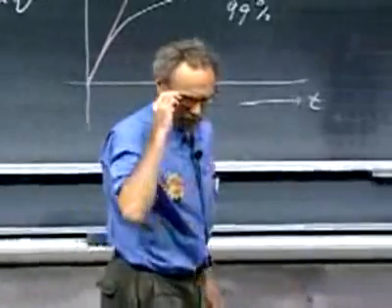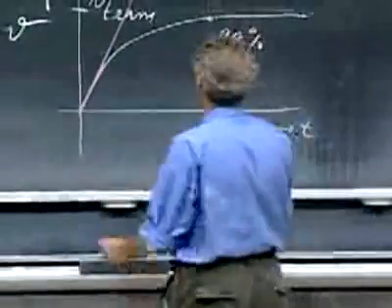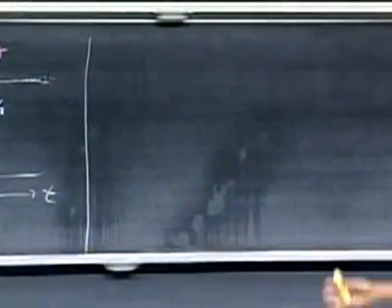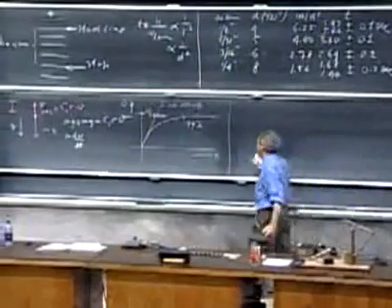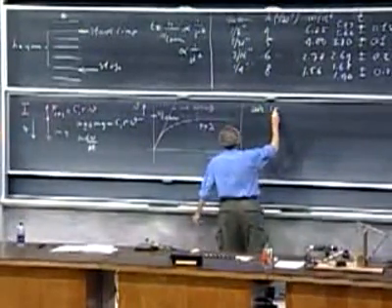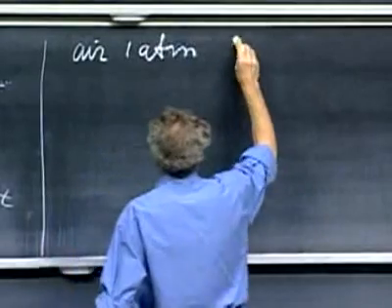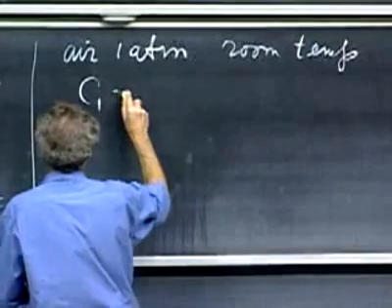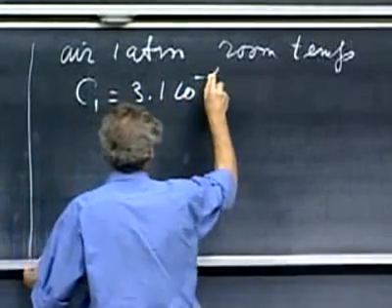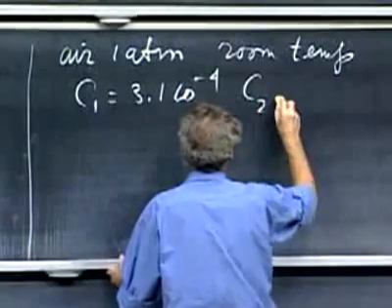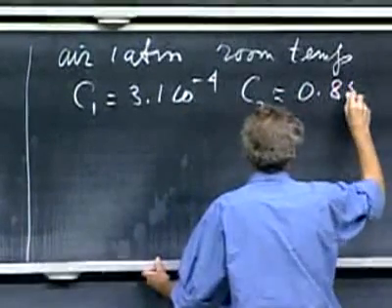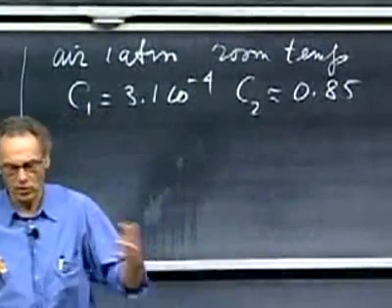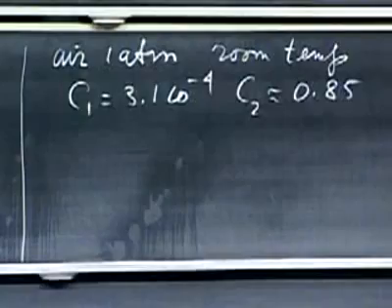So now I want to turn to air. Air, of course, behaves in an extremely different way. The principle is the same, but the values for C1 and C2 are vastly different. If we take air at 1 atmosphere, and at room temperature, then C1 is about 3.1 times 10 to the minus 4 in our units, and C2 is about 0.85. This is very close to the density of air, which is about 1 kilogram per cubic meter, which I told you earlier. C2 and rho are very strongly related.